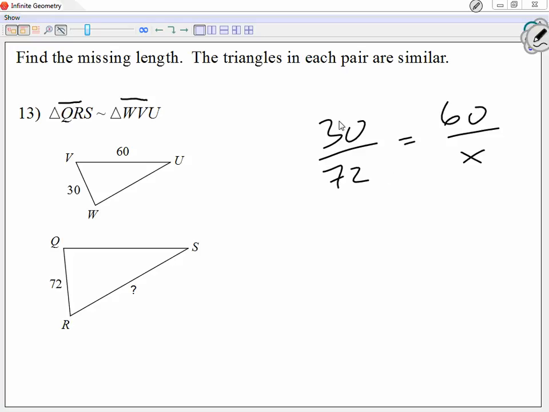Okay, now here, I'm going to simplify side to side first. 30 and 60. I'm going to call that 1 and 2. So what's the value of x? 144.